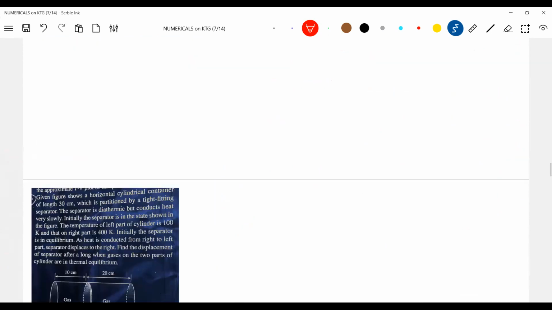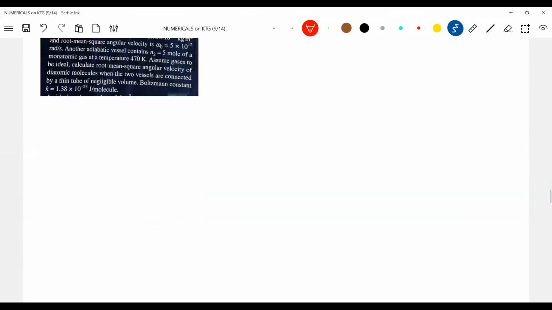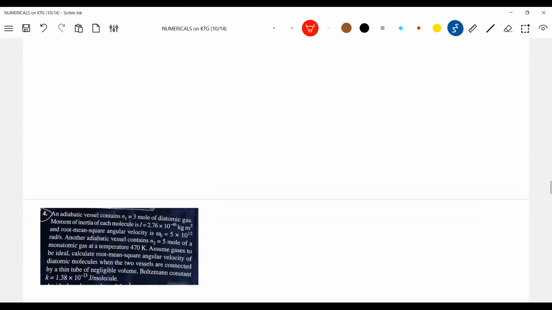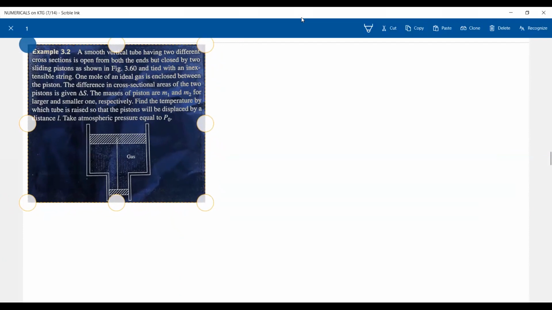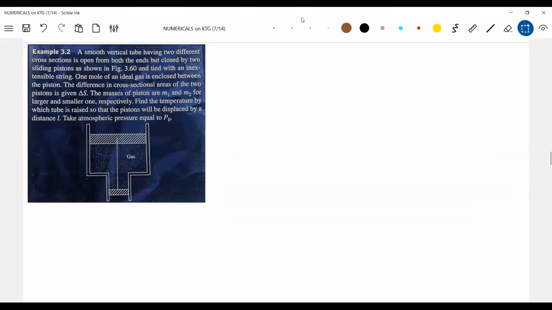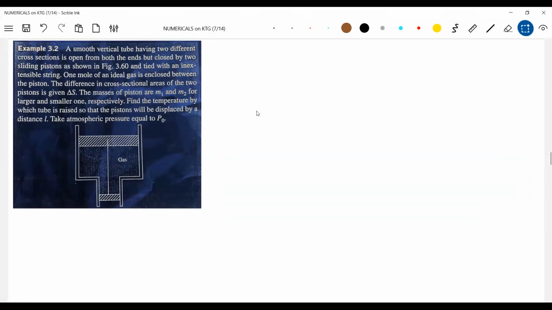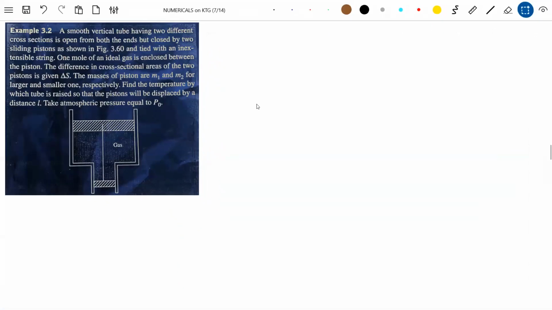A similar question I have kept here, so you can work it out. Same question as it is, with the data changed. So try to solve this one. Read this question. Now we'll get some good space.